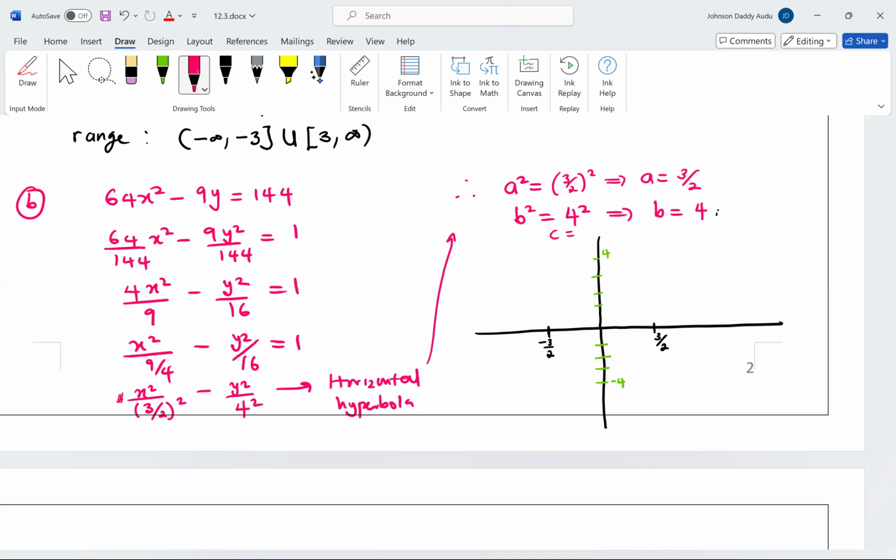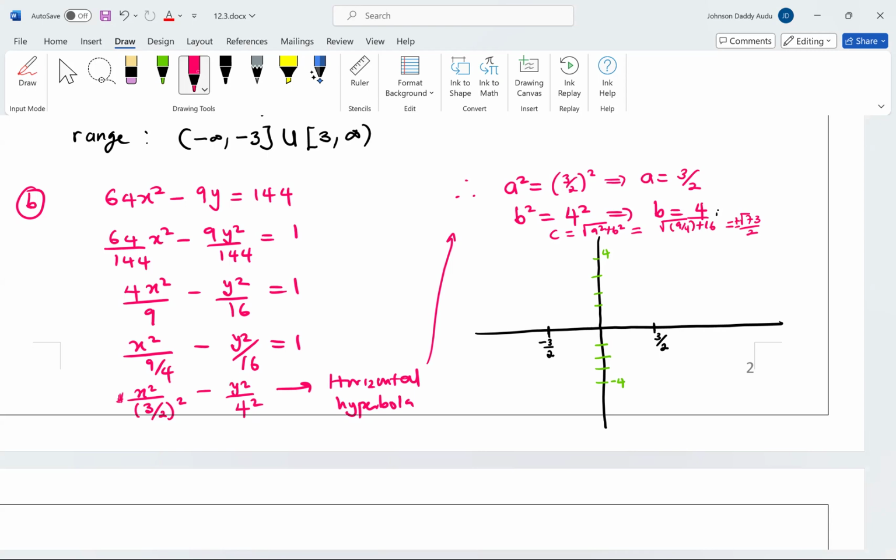So what is C? C is going to be the root of A squared plus B squared, which is going to be the square root of 9 over 4 plus 16. And this is going to be the square root of, I think, 73 over 4, so this will be root 73 over 2, plus minus.